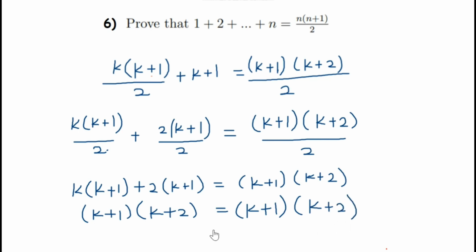So now the left hand side equals the right hand side. Then you have proven that this statement is true for all n values, which are positive integers. So now you've proven that this statement is true. This is how to prove for such questions. If you're asked to solve such questions, these are the steps that you use to solve them. Thank you very much for watching this video.